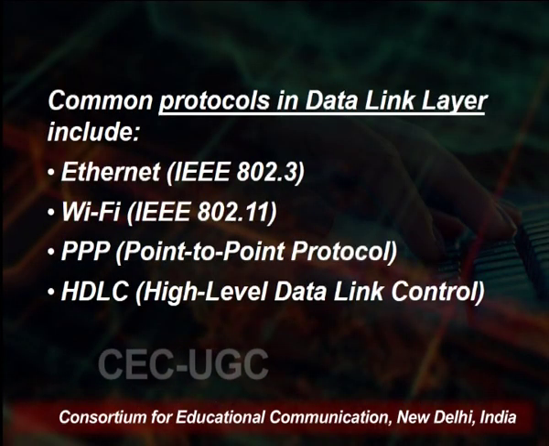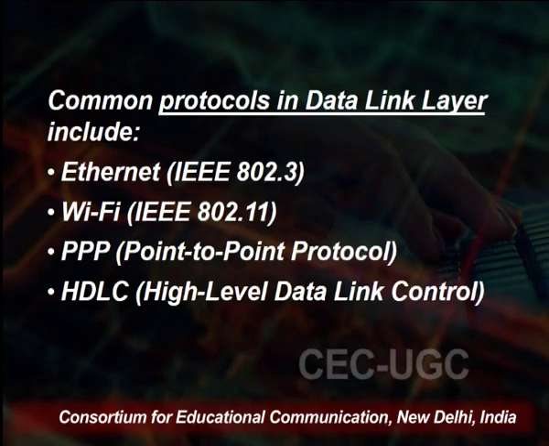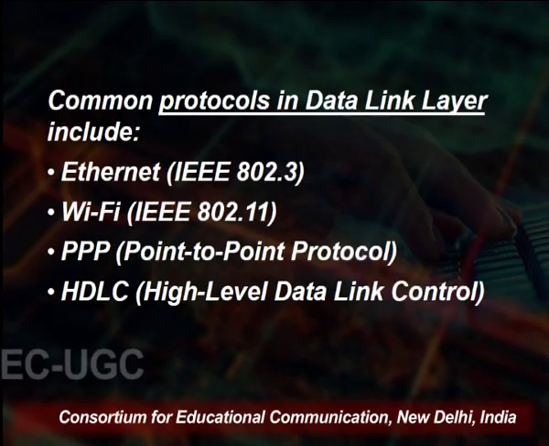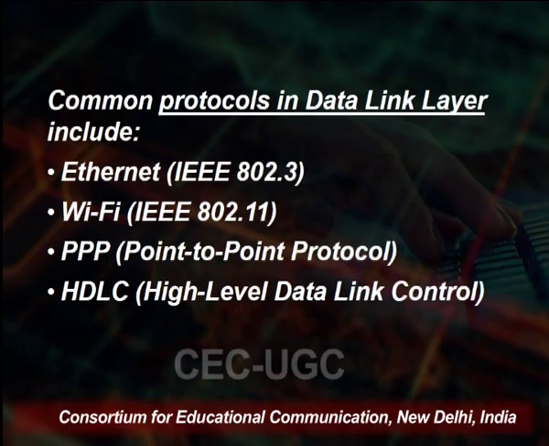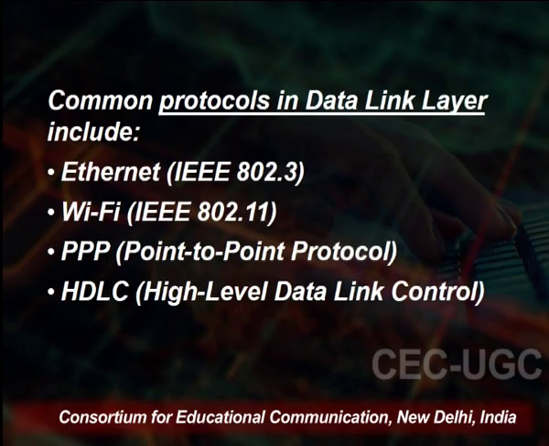Now, if we talk about the main device which is used at the data link layer, the main device here is the switch, which is used to direct the data packets between devices on a network based on their MAC addresses. What are the common protocols in the data link layer? The common protocols include Ethernet, which is IEEE 802.3, then Wi-Fi, which is IEEE 802.11, PPP, point to point protocol, and HDLC, which is high level data link control.